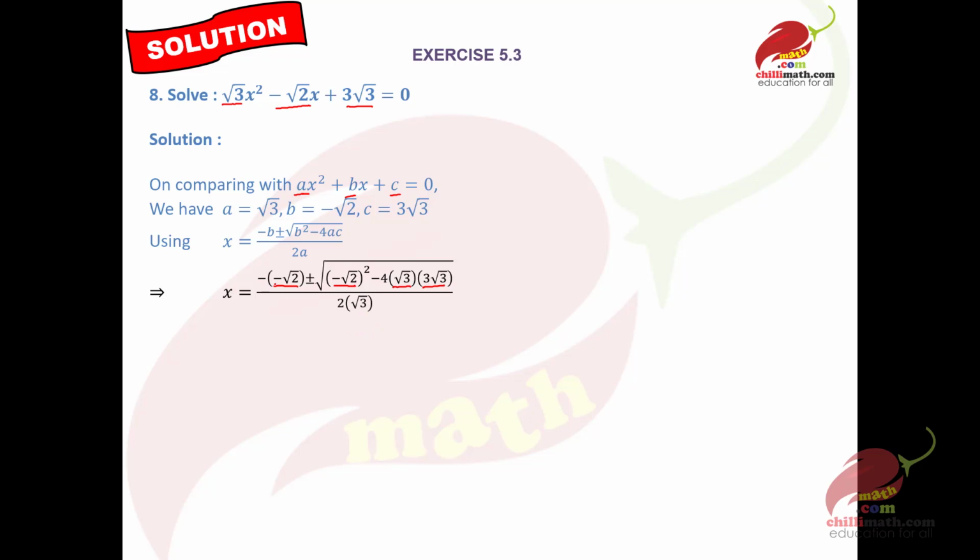On solving, we get root 2 plus minus square root of 2 minus 36, that is minus 34, over 2 root 3, which on solving we get root 2 plus minus root 34 iota over 2 root 3, which is your required answer.